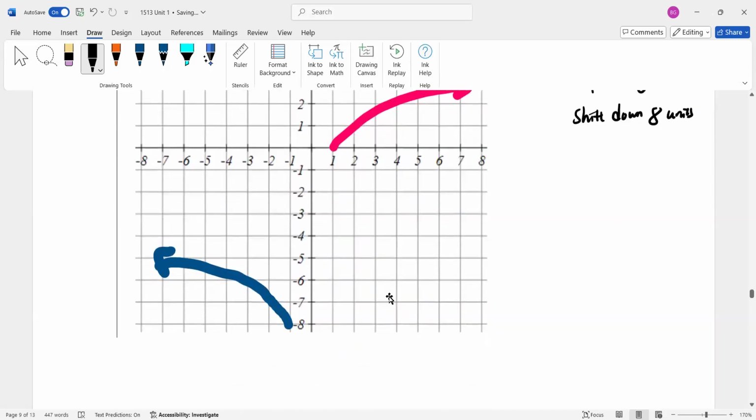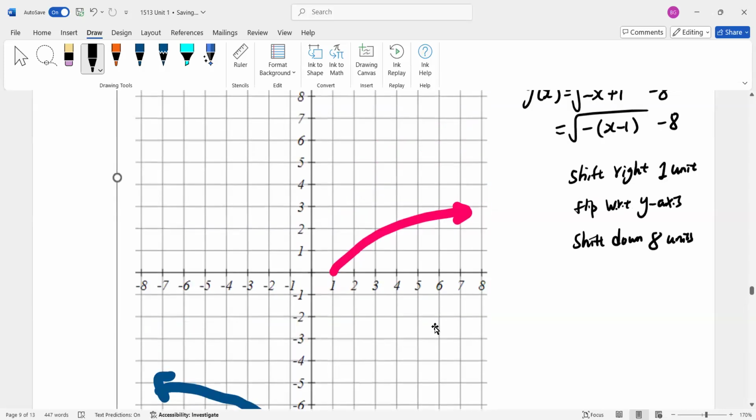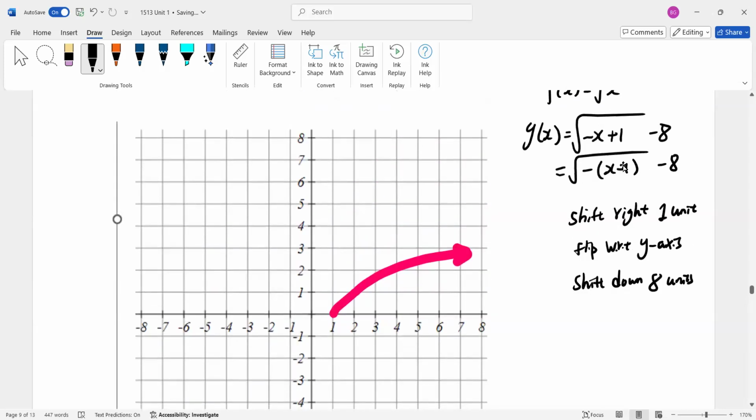Any questions, guys? Yeah, it is easy to mess up this part. -1 from x is not shifted to the left, it's shifted to the right, because all the x has to be 1 unit bigger in order to have the same input and the corresponding output.